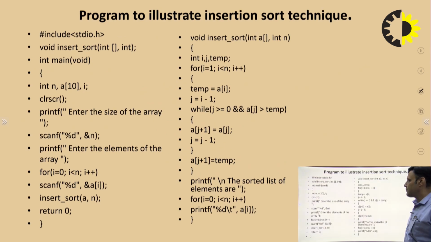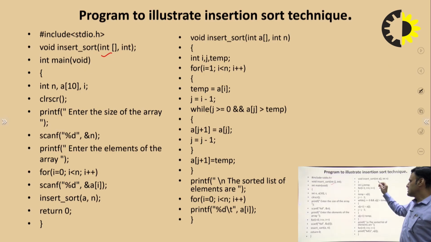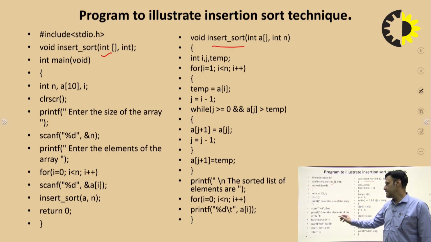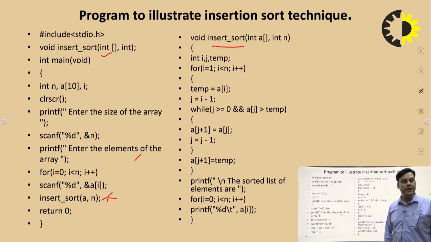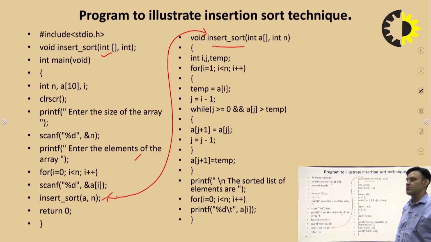So this is the program in C for insertion sort. I have made a function insertion sort. This is the definition of this insert sort. For example, the array size is 10. I have entered the size and the elements one by one. Then here I have called the insertion sorting algorithm. When this call takes place, the control will transfer to this function. It will pass the array and n, where n is the size.